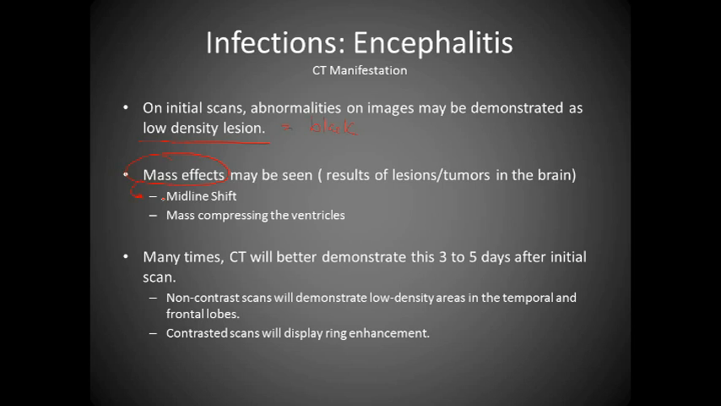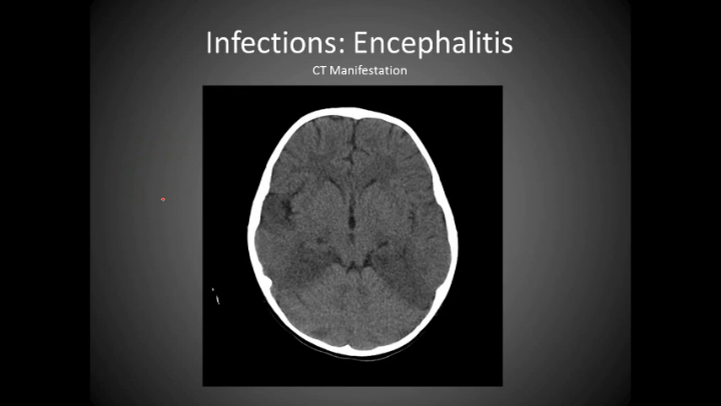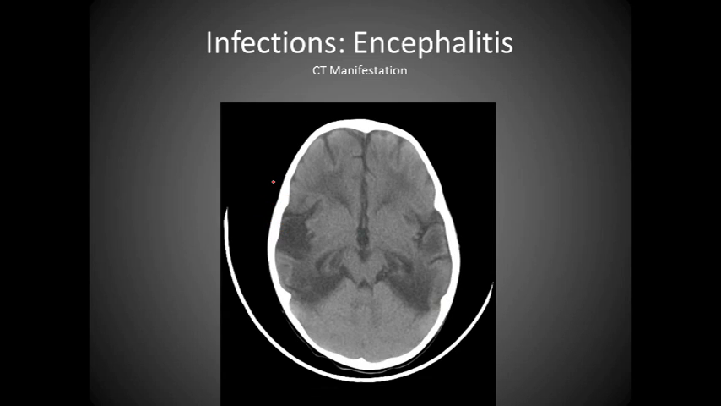Many times CT will better demonstrate this 3 to 5 days after the initial scan. So usually a follow-up scan after the initial one will better demonstrate encephalitis. Non-contrast scans will demonstrate low-density areas in the temporal and frontal lobes, and contrasted scans will display ring enhancement. And we'll see what that looks like in just a few seconds. Here we have just a generalized low contrast area in the brain that seems to be abnormal, as well as this low contrast area. Furthermore, this is magnified here. We have this in the temporal lobe.